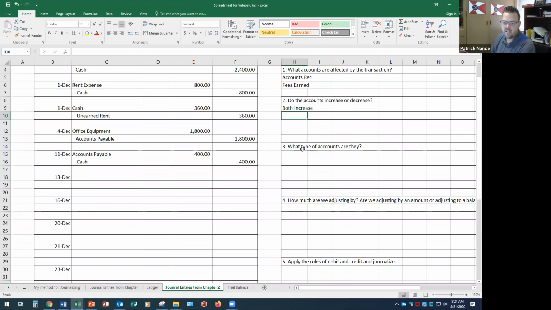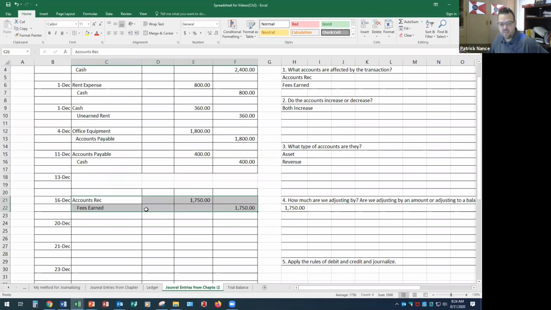What type of accounts are they? Accounts receivable is an asset account. Fees earned is a revenue account. How much are they adjusting by? $17.50 in this case, and then applying the rules of debits and credits. So both of them increase. Accounts receivable, I increase accounts receivable with a debit because it's an asset, $17.50, and I increase fees earned with a credit, $17.50. I put that on the wrong date on accident here. December 16th transaction.